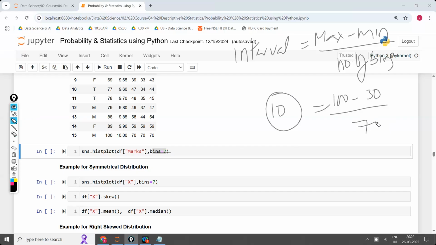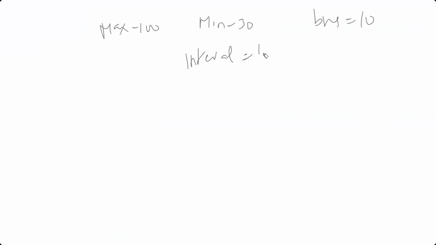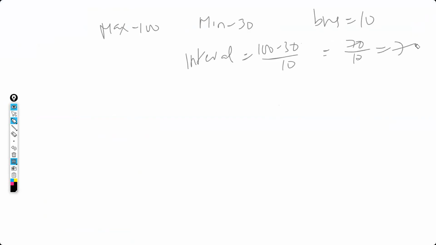Now what interval size is it going to consider? Interval size 10. For example, sir, you have taken the maximum value 100 and the minimum value 30, and you have taken the number of bins is equal to 10. Now in this case, what is the interval size? 100 minus 30 divided by 10. And what is the interval size you are going to get? 70 by 10, which is 7.